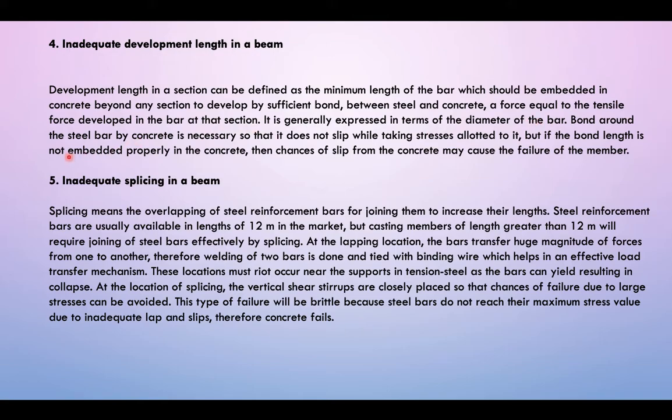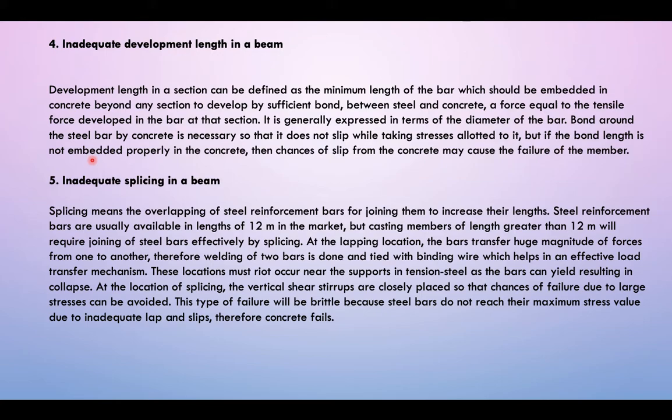Bond between the steel bar and concrete is necessary so that it does not slip while taking the stresses allotted to it. But if the bonded length is not embedded properly in the concrete, then there are chances of slip from the concrete, which may cause failure of the bar. If the bar does not take the proper stresses, the concrete may fail, which means inadequate development has occurred in that beam.